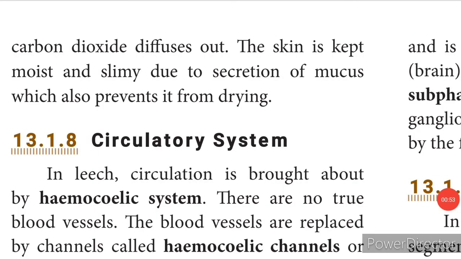Now next is the circulatory system in leech, and this circulatory system in the leech is by the hemocoelomic system, and there are no blood vessels in the hemocoelomic system, but it consists of the hemocoelomic channels or the canals, and this consists of hemocoelomic fluid, and this fluid contains hemoglobin.